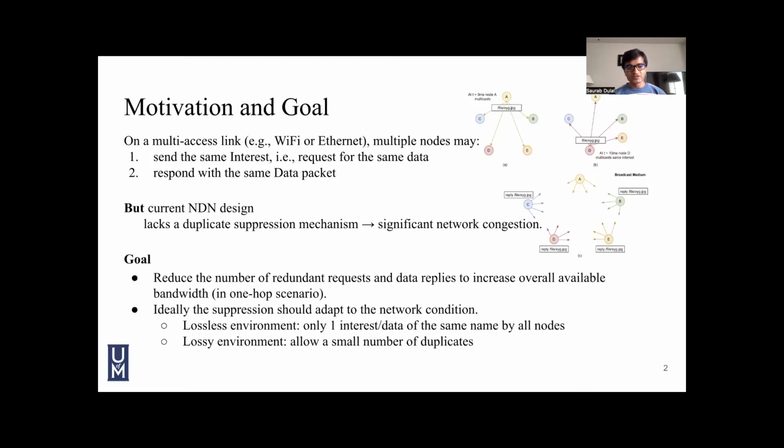The goal of this project is to reduce the number of redundant requests and data replies, and also to increase the overall bandwidth in a single hop scenario. Ideally, the suppression should be adaptive to the network conditions, which means if the network is lossless, then you would expect one interest and one data for the same name across all the nodes. If it is a lossy environment, then allowing a few duplicates is fine.